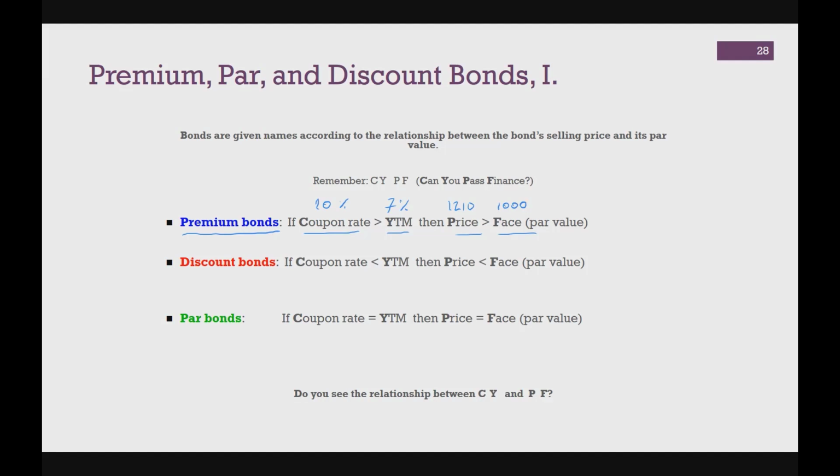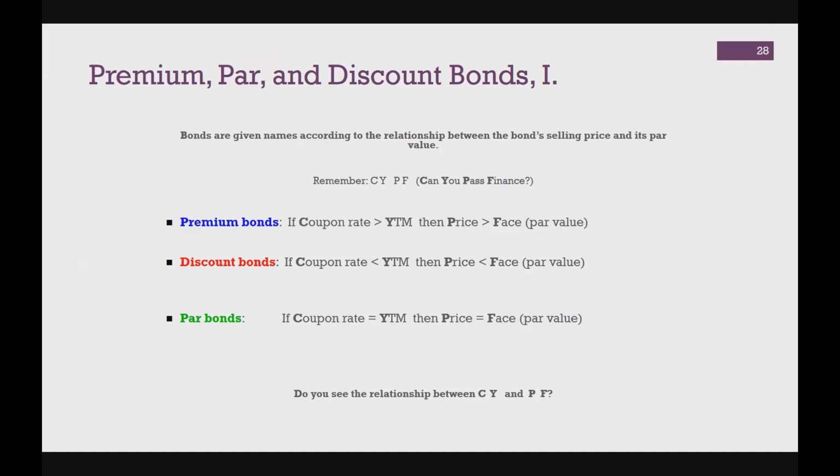We did another example with the coupon rate again 10%. This time I increased the yield to maturity to 11%, and this time the price of the bond became $941, face value still being $1,000. Once again, if the yield to maturity goes up, the price goes down. If the yield to maturity goes down below the coupon rate, then the price goes up. When the price of the bond is higher than the face value, this is called a premium bond. When the price is less than the face value, then it's a discount bond. If they are equal, this is called a par bond.